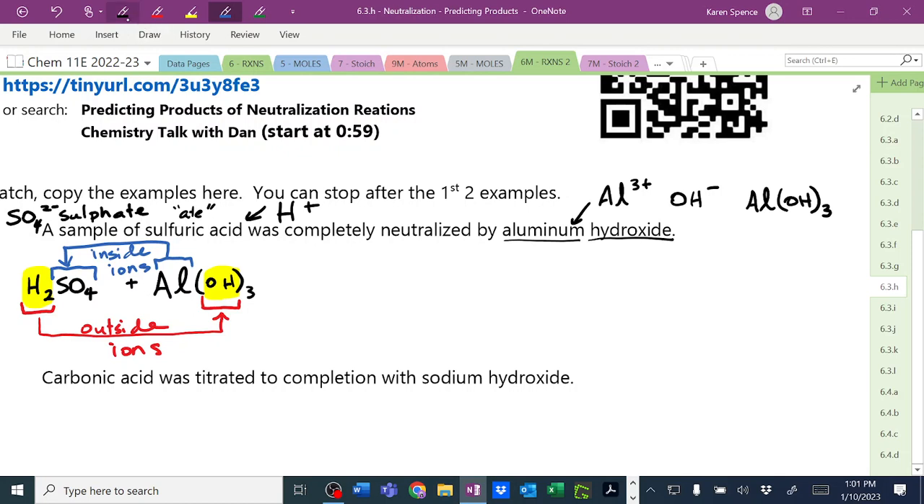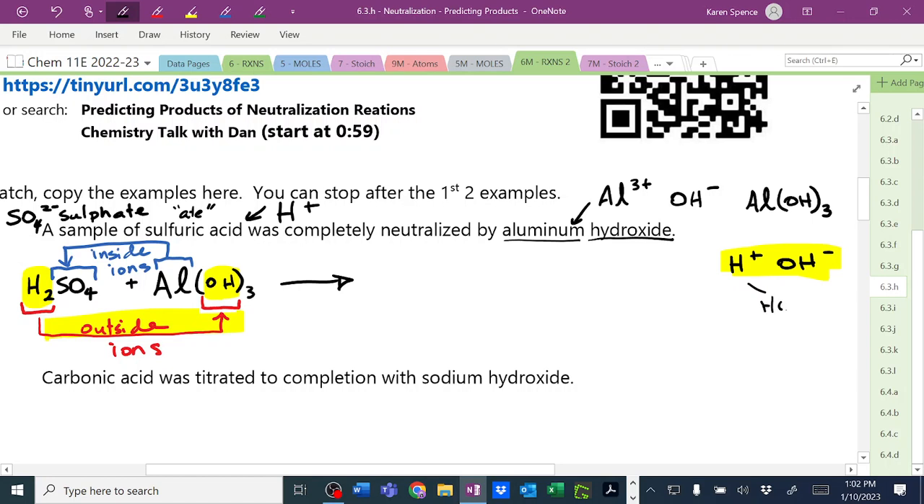All right, so our products, we need to combine H and OH. So H is positive, OH is negative. Right now we're doing our outside ions, H and OH. What do you get if you put H and OH together? You get water. Because it makes balancing easier, I'm going to write it as HOH. I can change it later if I want to, but I don't have to. Okay? HOH.